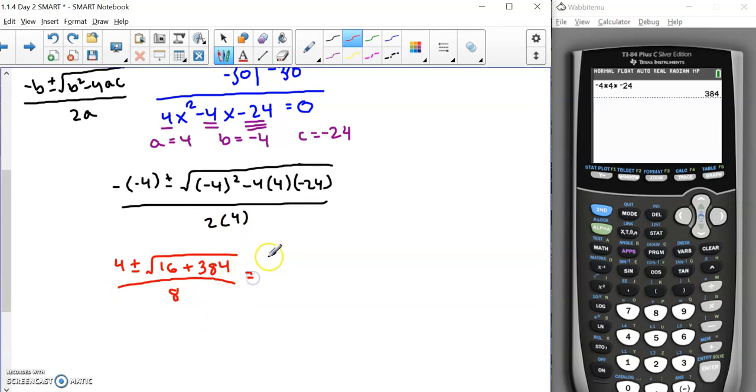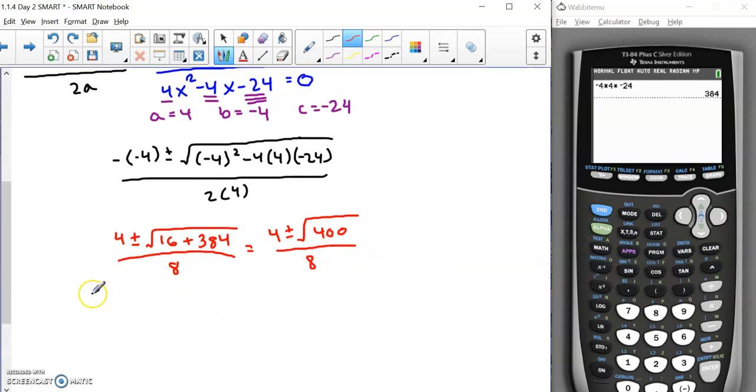Okay, now we can keep simplifying. We know that 16 plus 384 is 400. Okay, and then finally, we can take the square root of 400, and that's going to equal 20. So now we're ready to branch off into our two solutions, right? One of them will be using the plus. One of them will be using the minus.